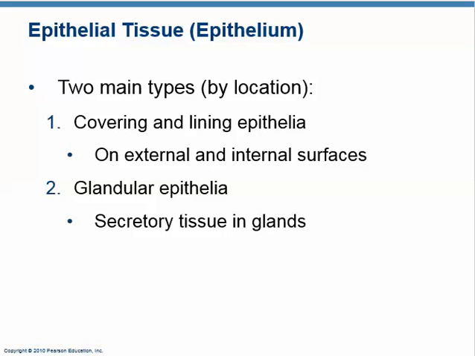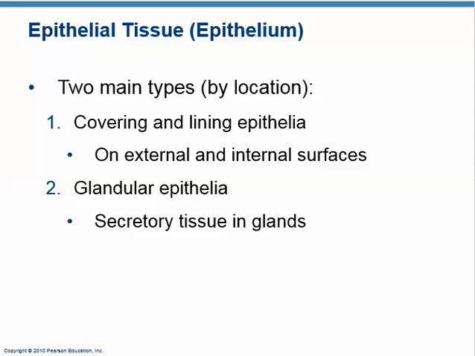So we'll start out with epithelial tissue, and there's really 2 types of epithelia. There's covering and lining epithelia, and this really separates environments. It separates the inside from the outside. Your skin is what keeps the outside out and the inside in. Along your digestive tract, your reproductive tract, etc., the lining is called the mucosa, and that is made up of an epithelia.